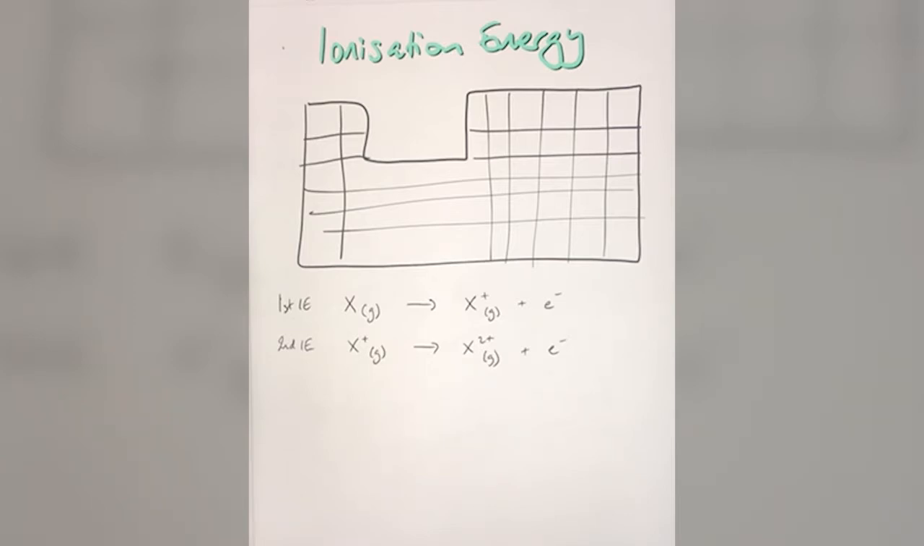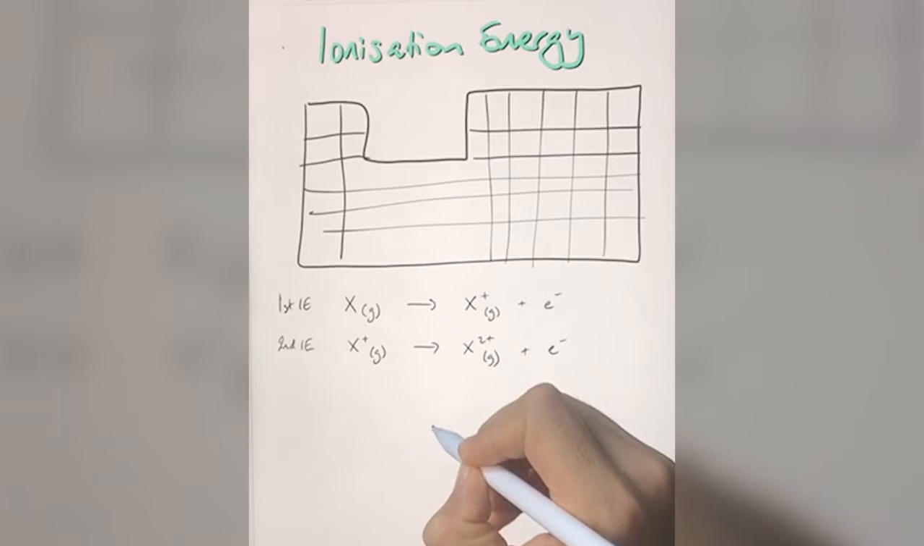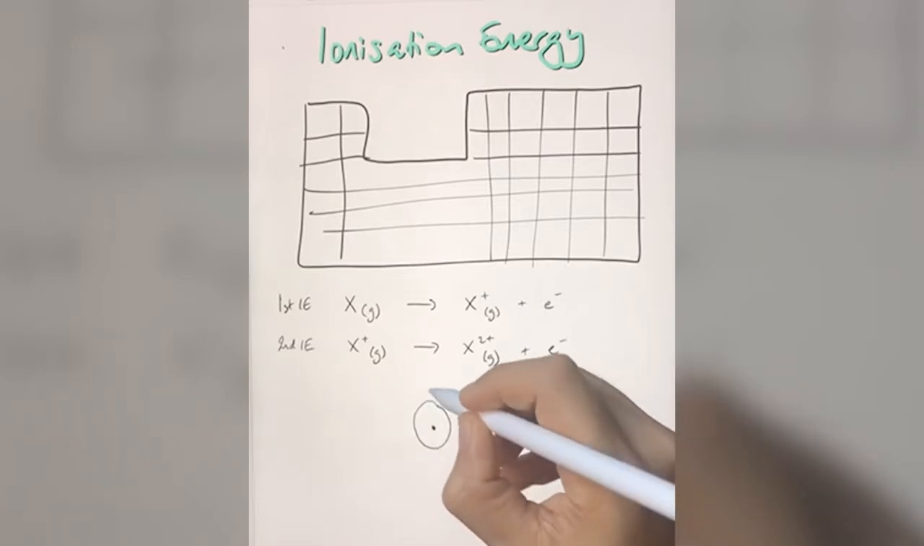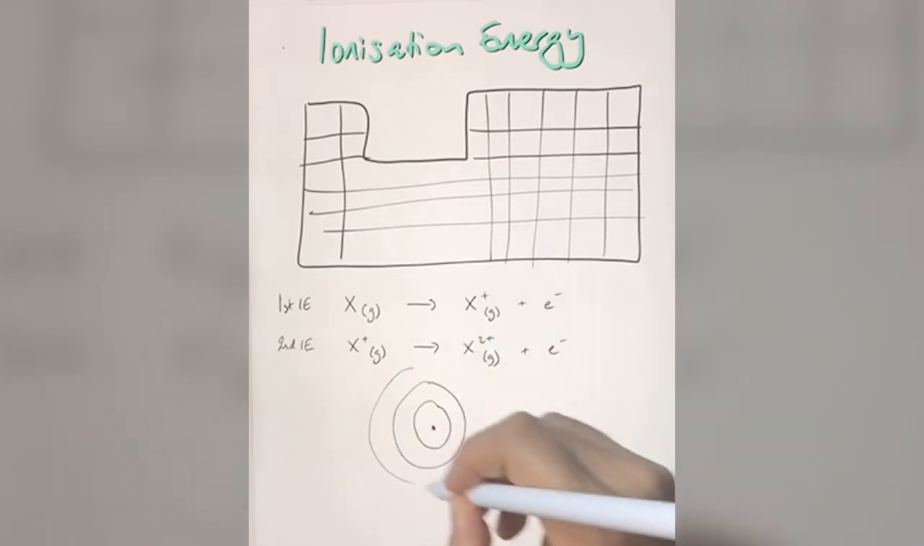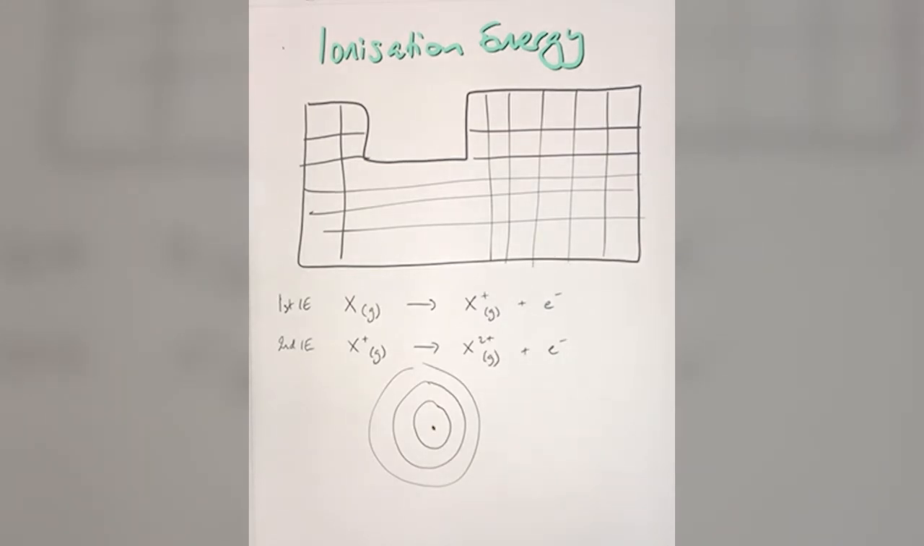Whether it takes more or less energy to remove that mole of electrons is all to do with how strongly the nucleus in the atom is attracting the outer electron. And that first ionization energy is always going to be talking about how much energy it takes to remove that outermost electron.